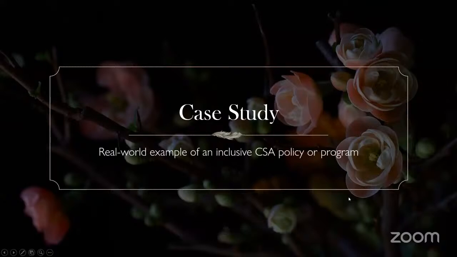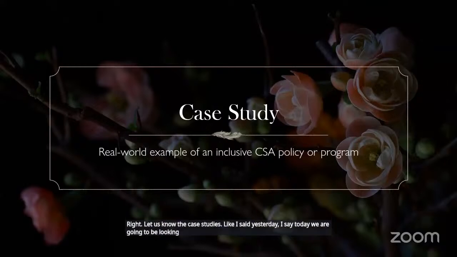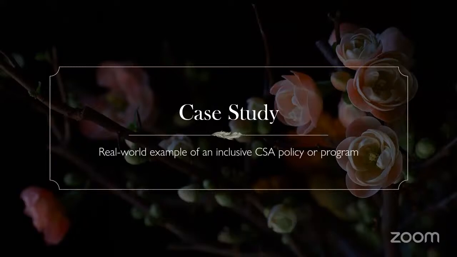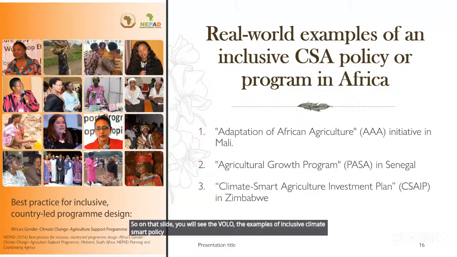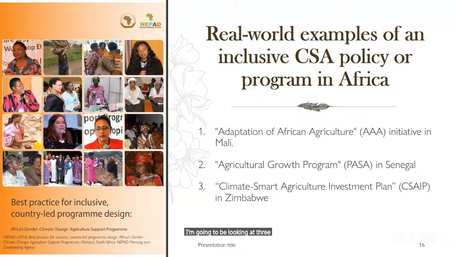Right. So let us look at the case studies. Like I said yesterday, today we are going to be looking at some case studies of real world examples on inclusive climate smart agricultural policy or policy programs. So on that slide, you will see the real world examples of inclusive climate smart policy or program in Africa. I'm going to be looking at three of those programs that I'm going to share with you.